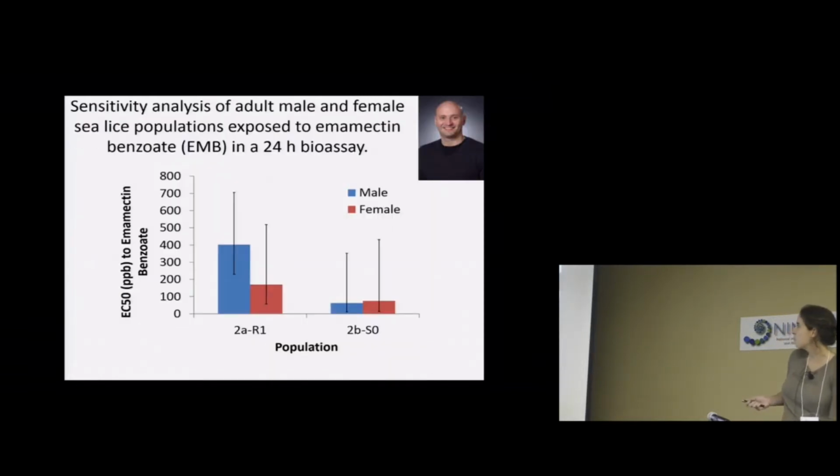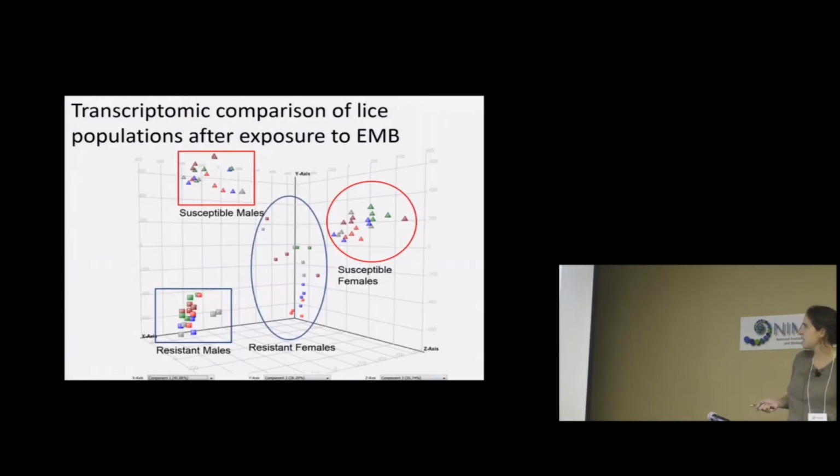So what we did next, or what Mark did next, was to look at gene expression in these populations, so he could identify potential mechanisms of resistance. So doing a transcriptomic study, this is a principal components analysis showing the separation of gene expression in our susceptible and resistant male and female populations. There's a separation between resistant in blue and susceptible in red, as well as between males in the squares and females in the circles.